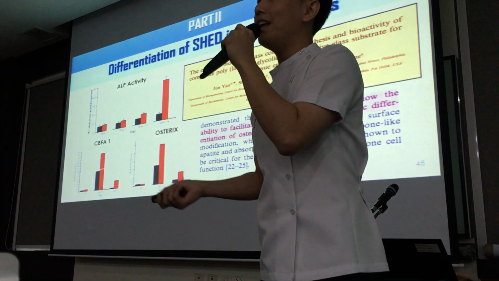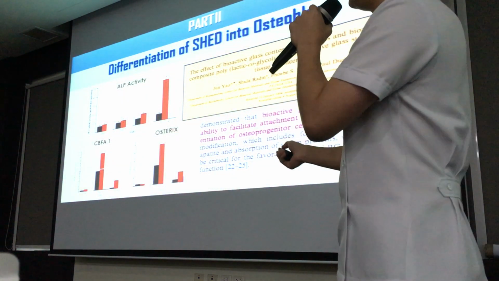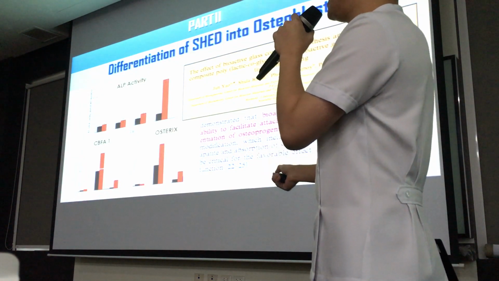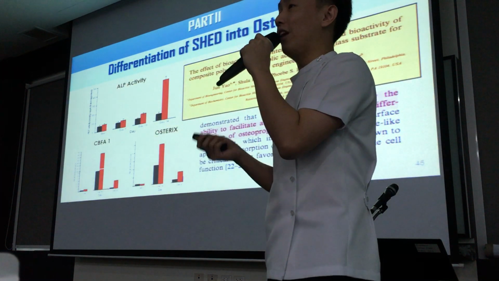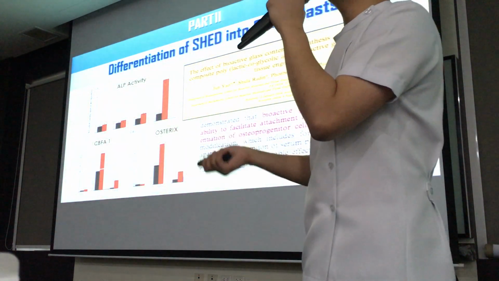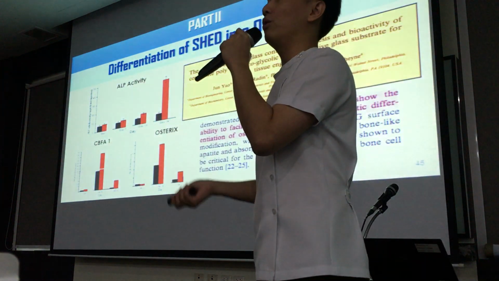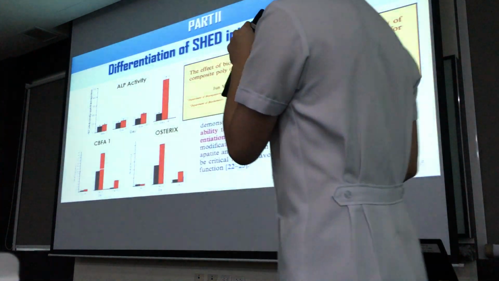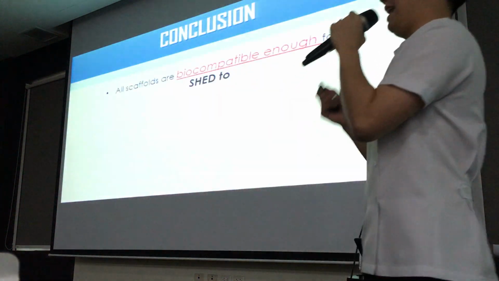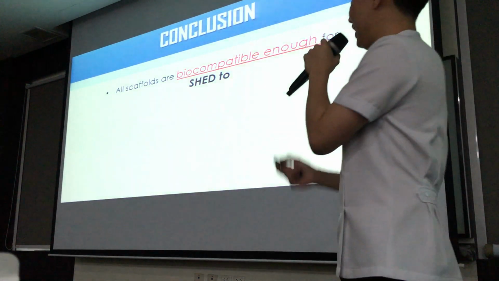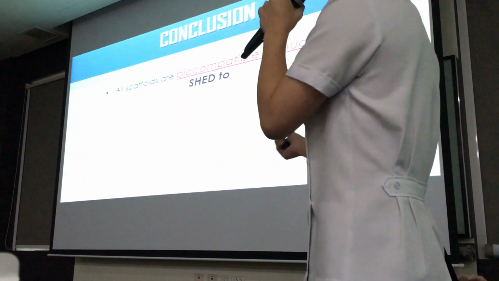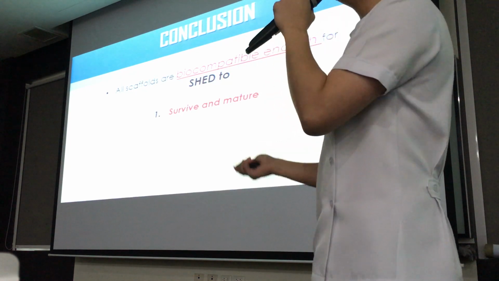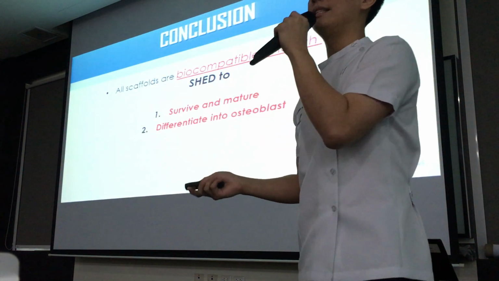Moreover, by adding bioglass, it exhibits higher alkaline phosphatase activity and gene expression, agreeing with the result of Jun et al. in 2004, which showed that bioglass has osteoinductive and osteoconductive properties. And according to the previous outcomes displayed, it can be concluded that all scaffolds are biocompatible enough for SHED to survive, mature, and differentiate into osteoblasts.